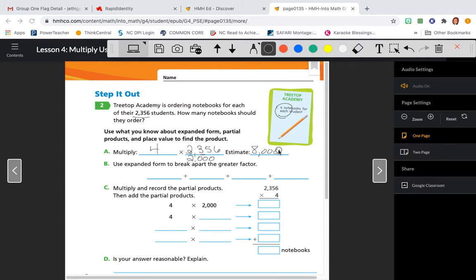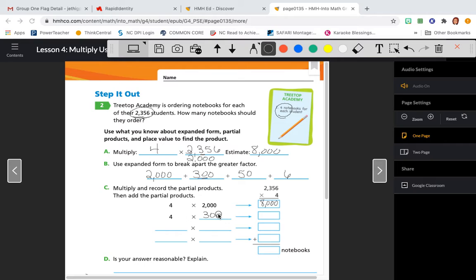Now, I'm going to use expanded form to break apart the greater factor. So the greater factor in this word problem is that larger number. So we're going to say 2,000 plus 300 plus 50 plus 6. Okay, now let's look at C. Multiply and record the partial products. Then add the partial products. So we've already done 4 times 2,000. So that's 8,000. This is where you got to be really careful and line your products up. 4 times, our next number is 300.